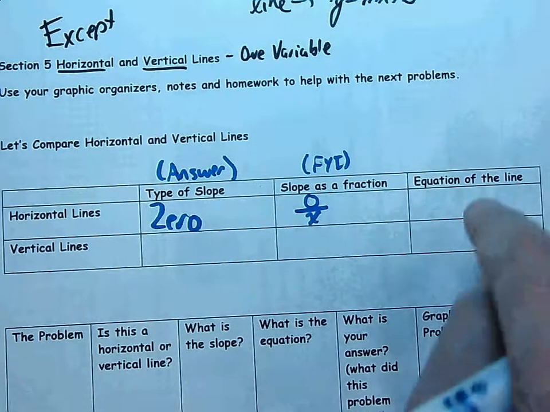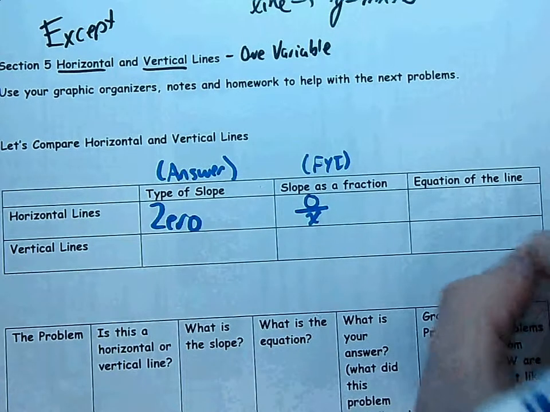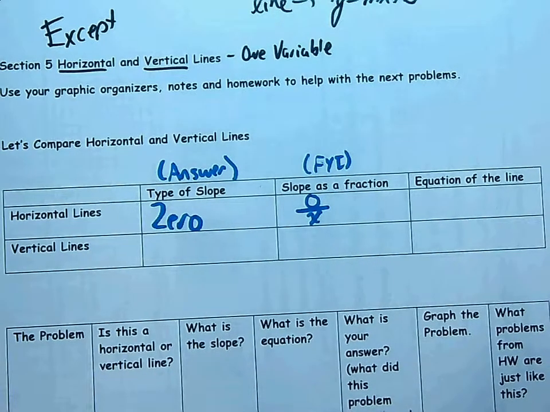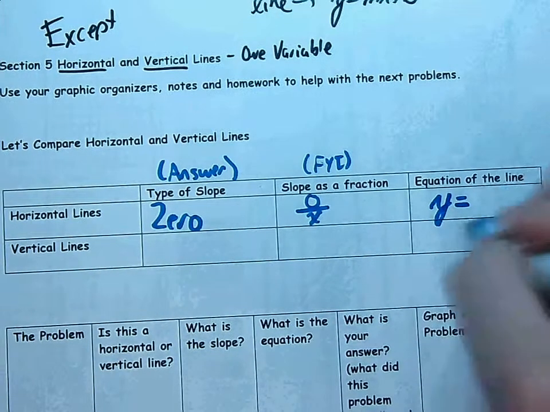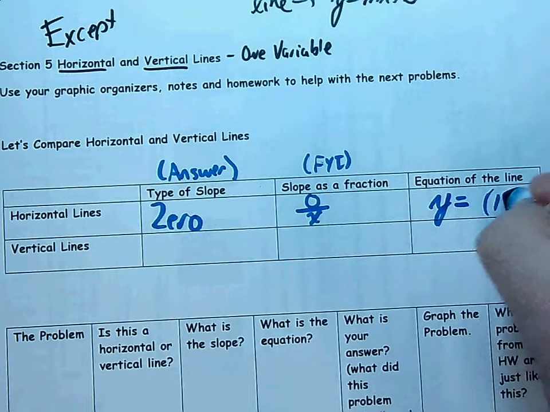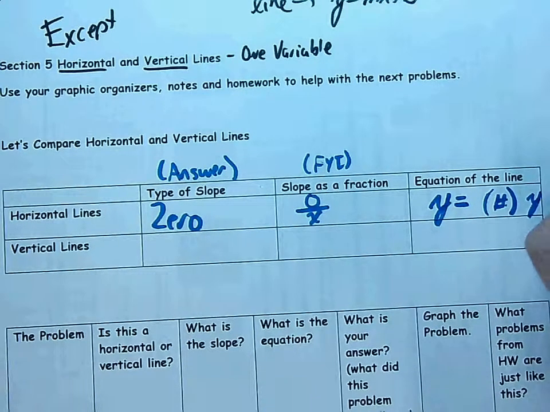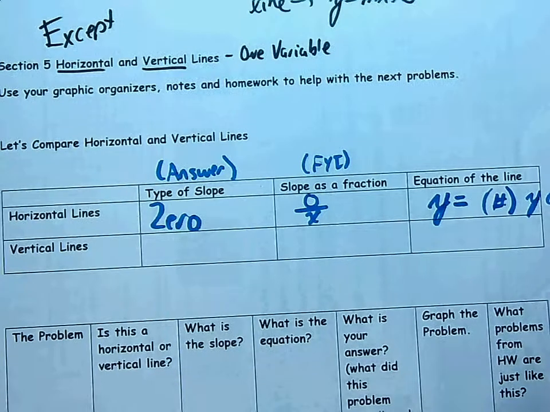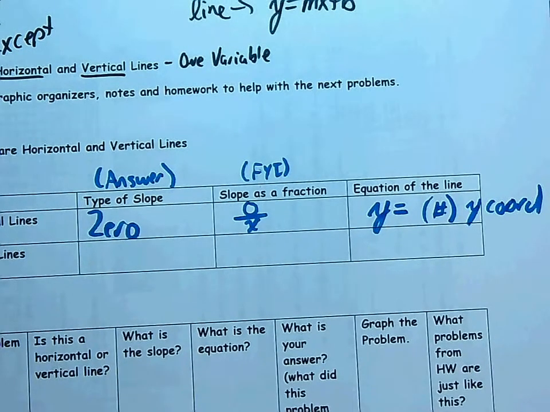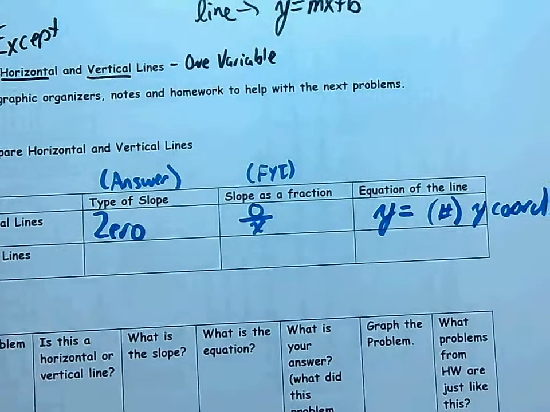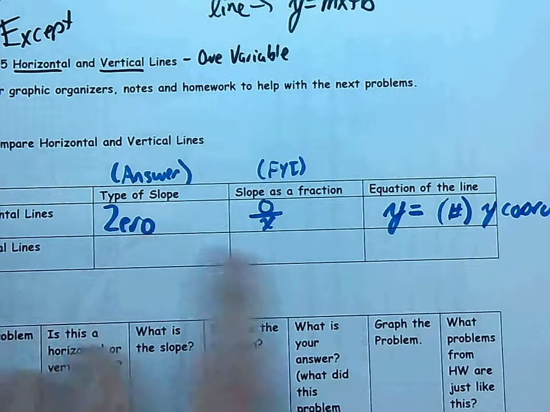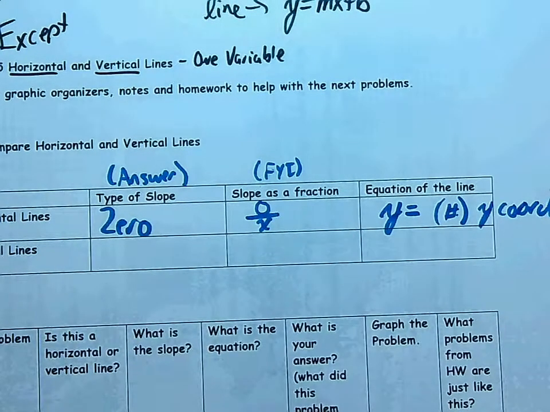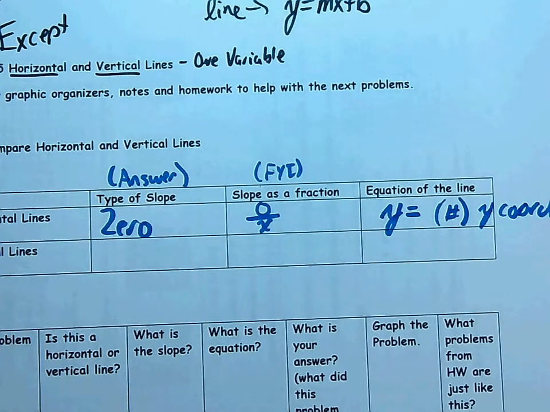Now, what is the equation? The equation of a horizontal line is always going to start with y equals. After that, you're going to have some number, and that number is going to be the y coordinate. So if it's horizontal, no matter what, 100% of the time, it is zero slope, and it is a y equals equation. There will not be an x anywhere to be found on a horizontal line, not in the equation. It just will not be there.